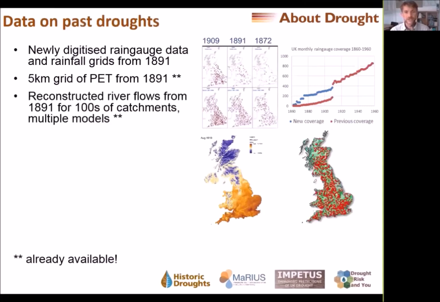There's been a huge amount of modelling work across the programme, taking hydrological models, using these new historic data sets and producing reconstructed river flows for catchments from 1891 onwards, for hundreds of catchments across the country, multiple models. And there's also, from the grid-to-grid model, a 1 kilometre gridded data set of modelled monthly river flows and soil moisture for that same period. And those are already available, and I'll show you where you can access some of these data sets in a moment.